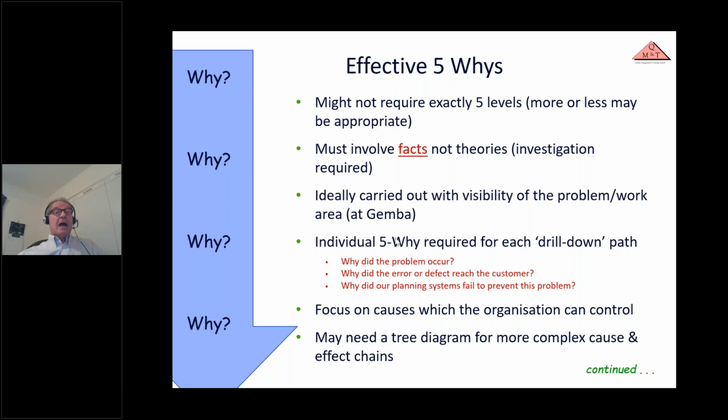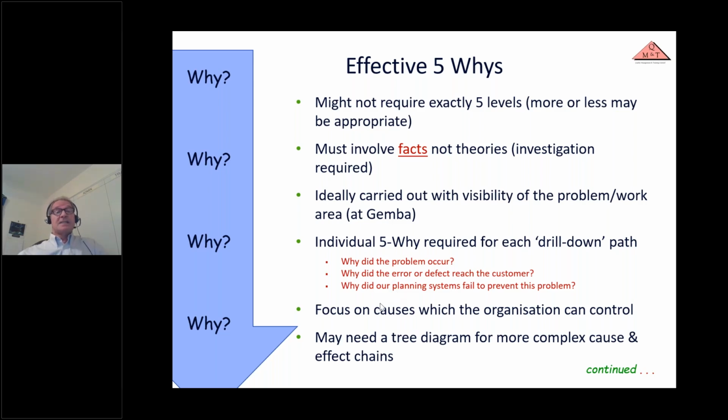And you probably recall from the earlier slide that there are in fact 3 different drill down paths. Each of these require an individual 5 why. Why did the problem occur? Why did the error or defect reach the customer? Why did our planning systems fail to prevent this problem? Some practitioners refer to 15 why because there are in fact 3 times 5 drill down paths.